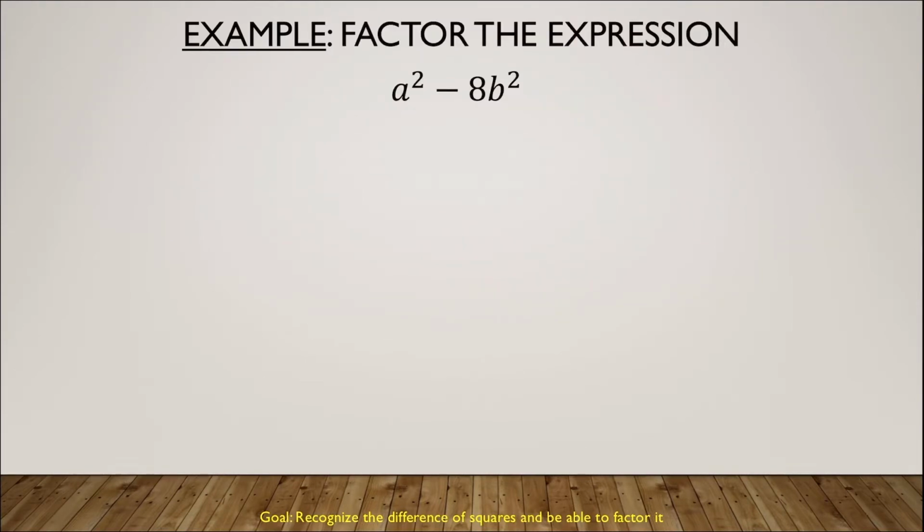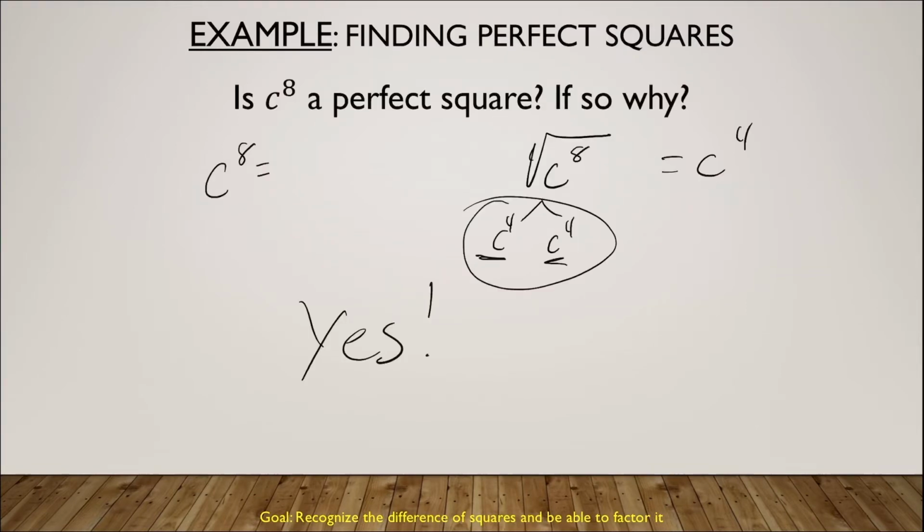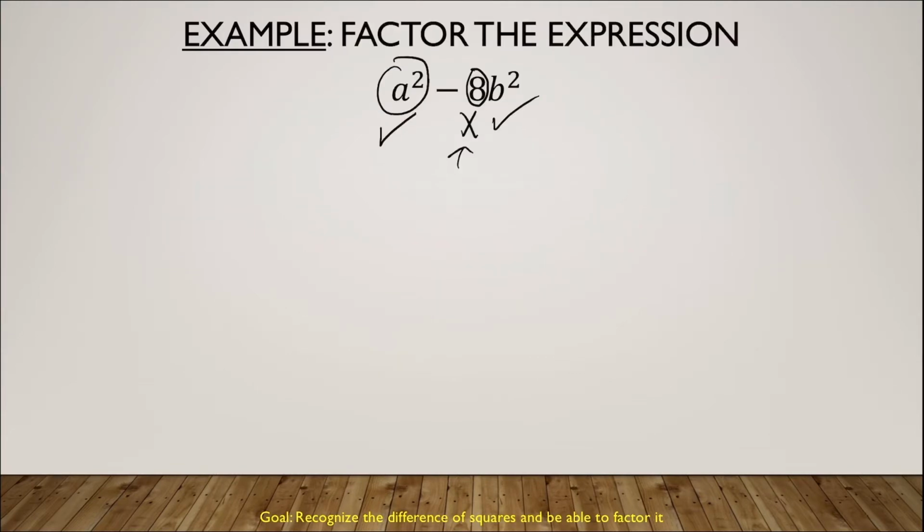Now let's look at a squared minus 8b squared. Can I factor this? Is a squared a perfect square? So can I take the square root of a squared? That one works. How about 8? Can I take the square root of 8? Let's see. Nope. So that one doesn't work. B squared works. Because I can't take the square root of 8 and get a positive whole number, I would say this one does not work.